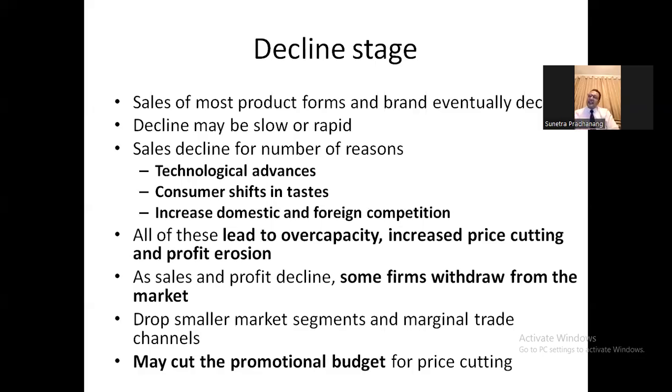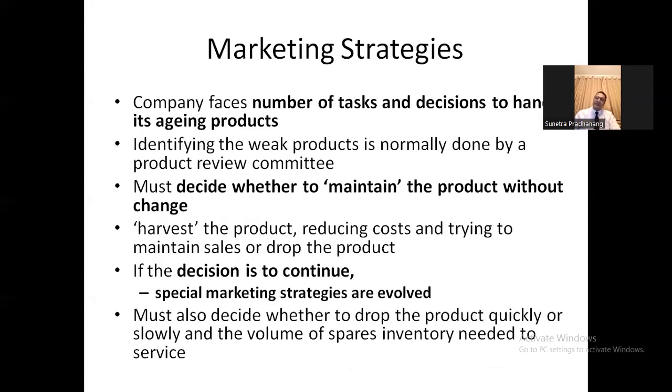And there comes the decline stage, where the sales may decline rapidly because of technological advances. Consumer shifts are there, and domestic and foreign competitions are there. These might bring a halt to the growth, as well as lead to overcapacity, increased price cutting and profit erosion. So what can the company do? Sometimes the company shifts to other parts, and some withdraw from the market as well.